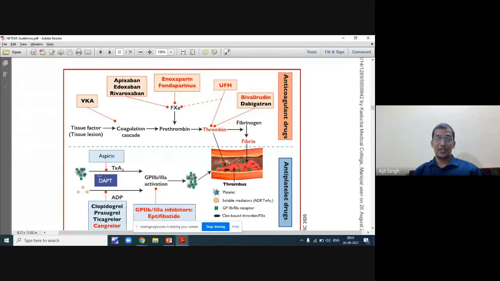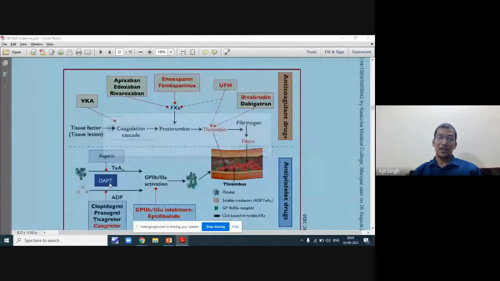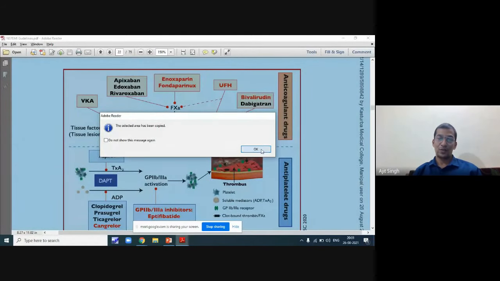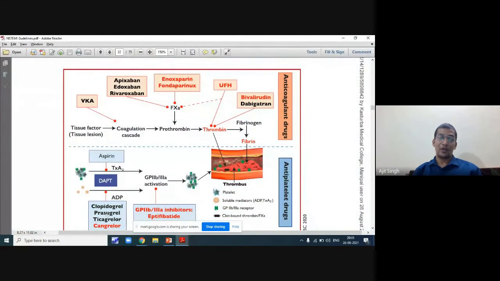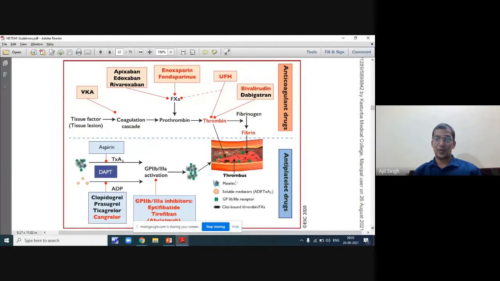So based on that only, the first treatment is aspirin. Along with aspirin, we have to give another, clopidogrel, prasugrel, or ticagrelor. Now, a new drug is also in trial, called cangrelor. You can see here in this chart. This is the primary treatment chart. So in the DAPT, the dual antiplatelet therapy, as I was telling, the only COX inhibitor is aspirin.